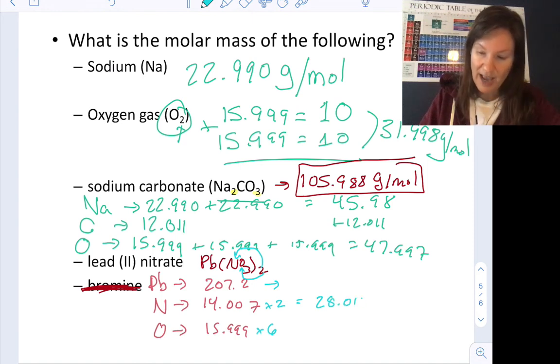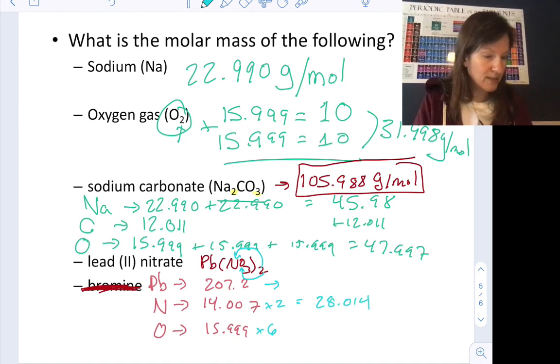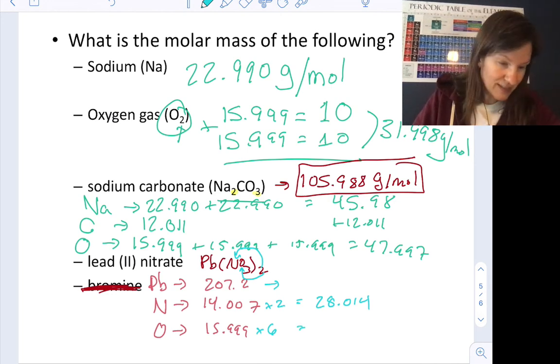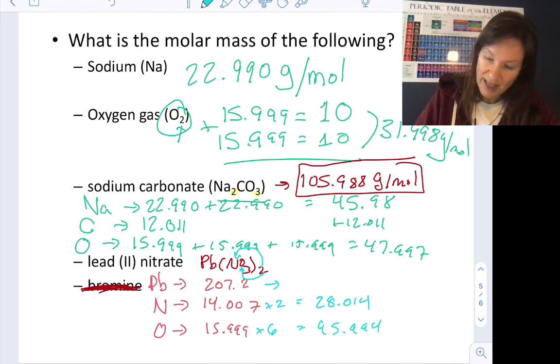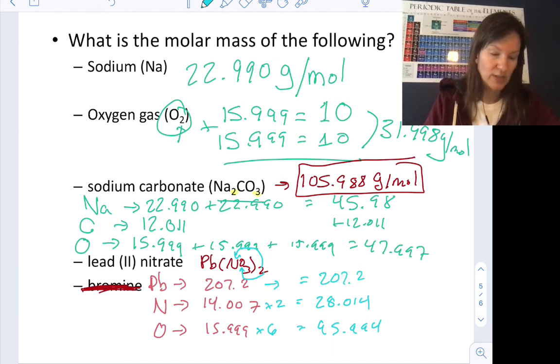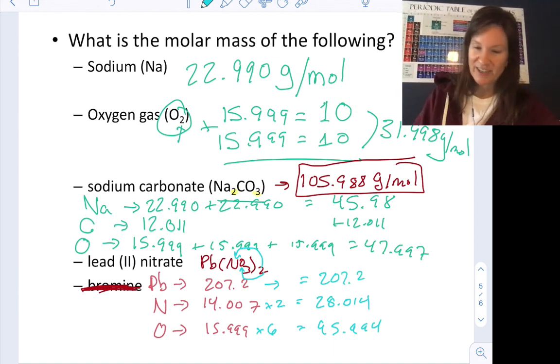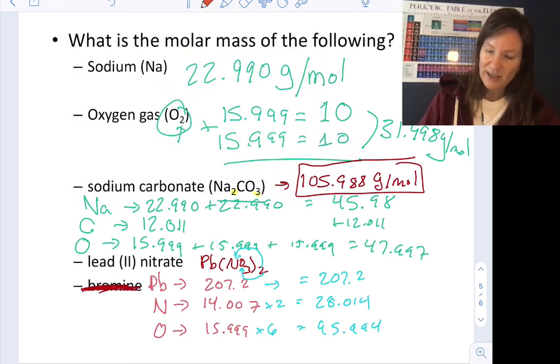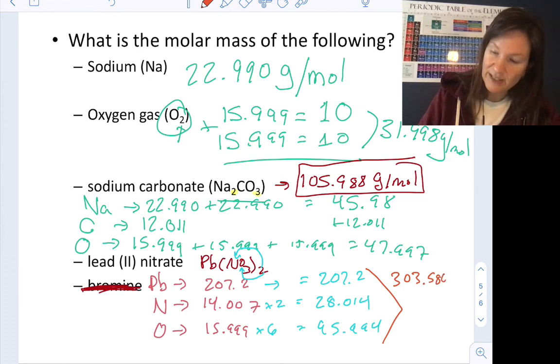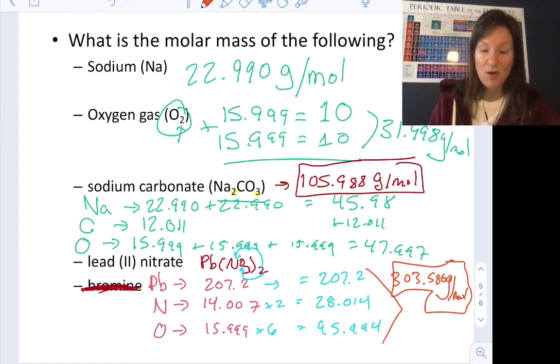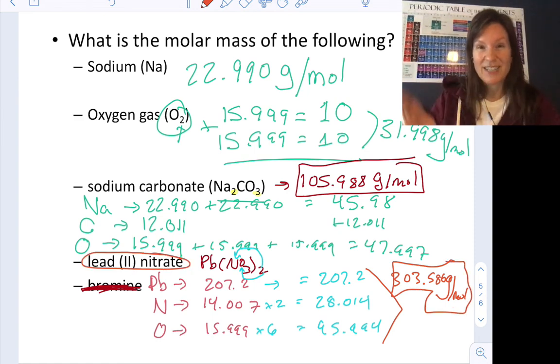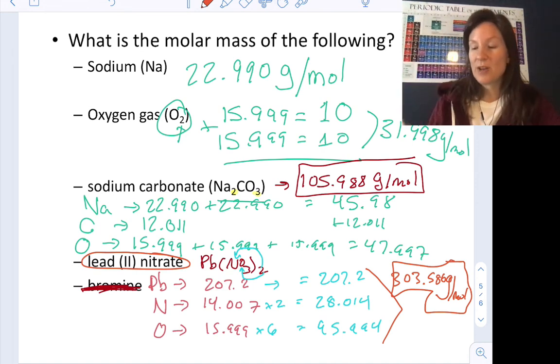So the nitrogens are that, the oxygens are this, and then the lead, since I only had 1 of them, is still 207. You put them all in your calculator, and I found when I put that all in my calculator, I get a final molar mass of 303.586. Again, grams in 1 mole. So if I had 1 mole of lead nitrate and put it onto a balance, it would mass out to be 303.586 grams. So there's your intro to molar mass.